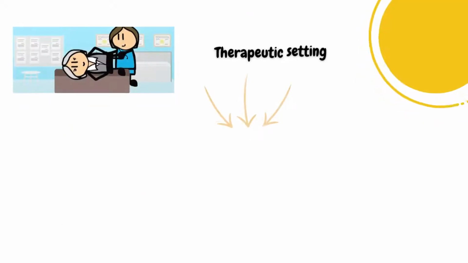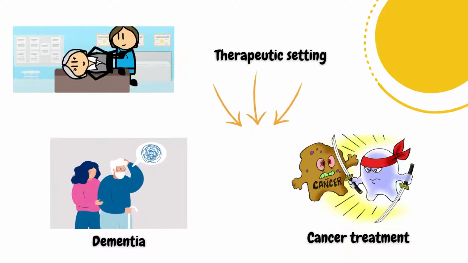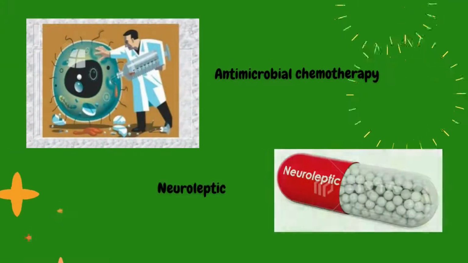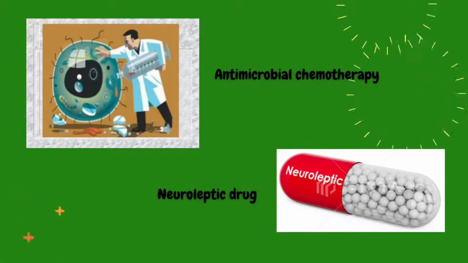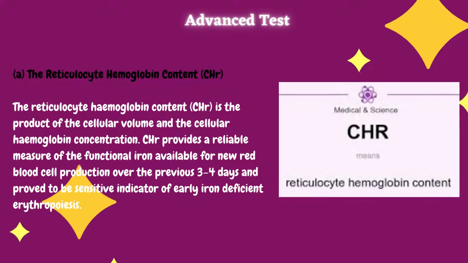Next, methylene blue has found use in a wide range of therapeutic settings, from dementia to cancer treatment. Furthermore, MB serves as a basis for antimicrobial chemotherapy and ultimately led to the development of the neuroleptic drug families. The advantages involve two types based on the research paper.